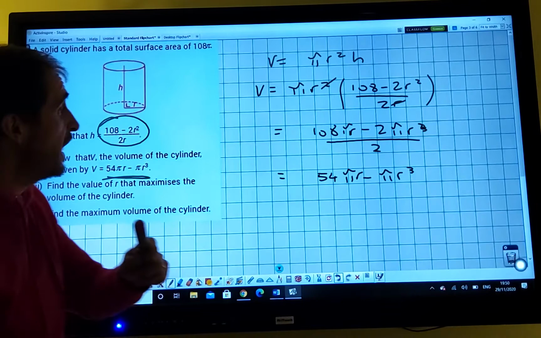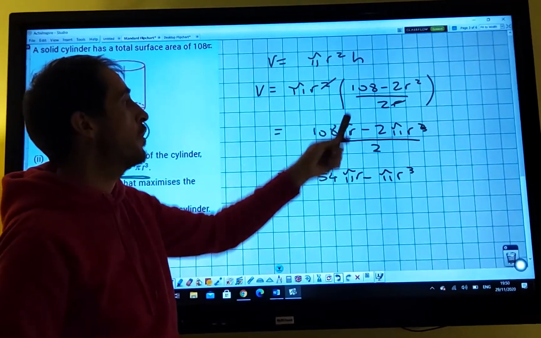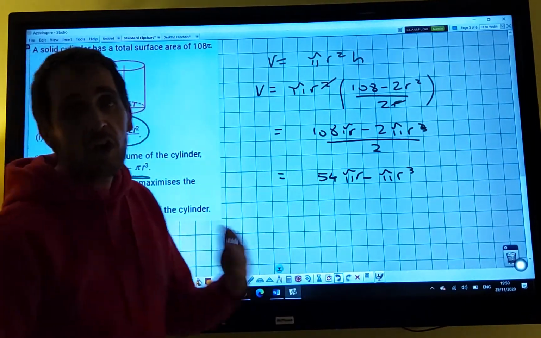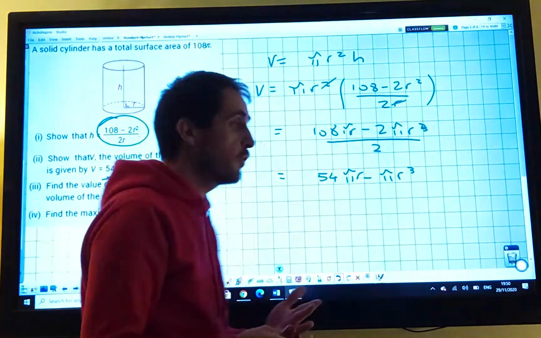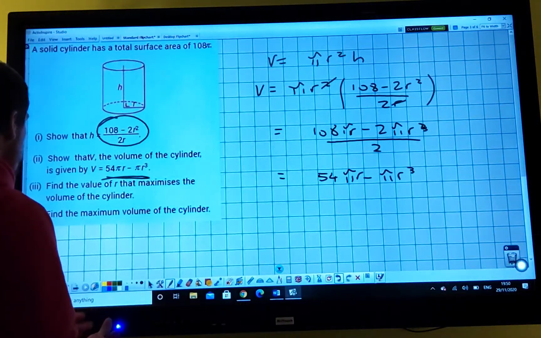Okay, so there was an error in there. I forgot to multiply by the r here, so you can see that. But you always find these errors when you go back over it. And that's a good thing to be able to do.